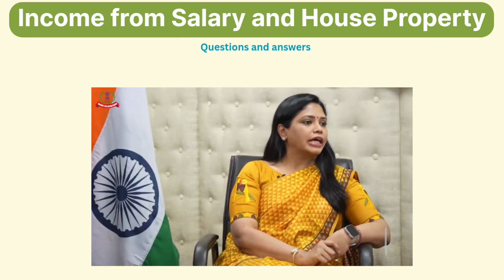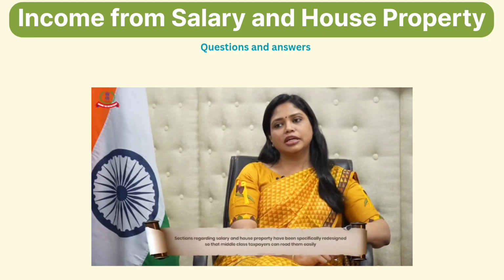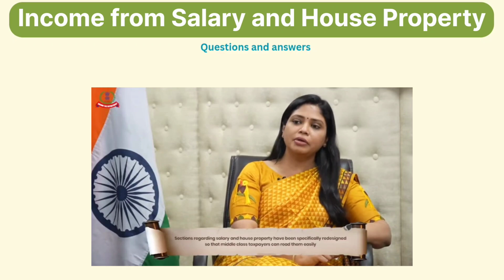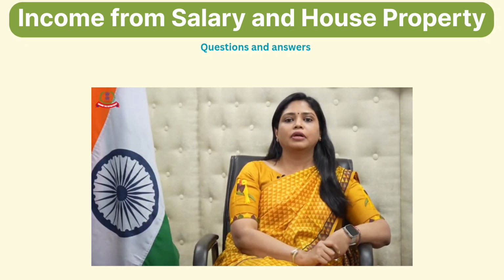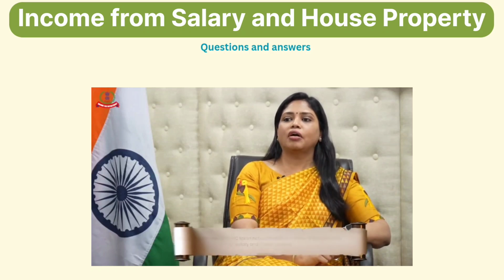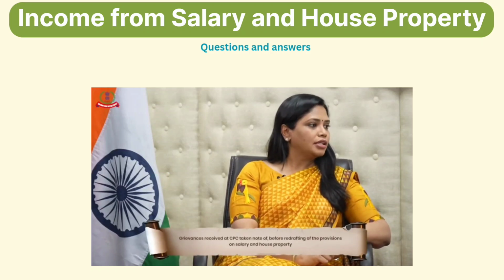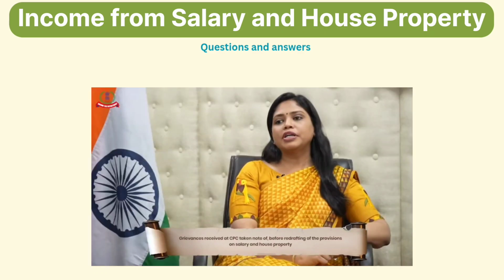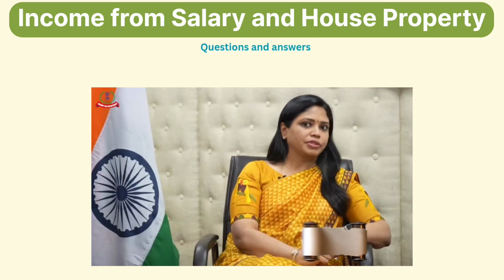The parts on salary and house property, which mostly concern our middle class taxpayers, have specifically been designed for this purpose so that the common taxpayer can read them and file his own return of income. So the first step towards forming these chapters was taking into account the grievances that are with our Central Processing Center. We have taken note of the grievances with CPC for the last 5 years. We had a subcommittee of 5 officers of the department for this purpose.